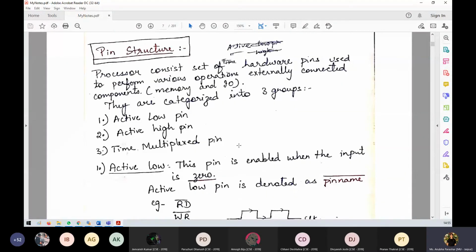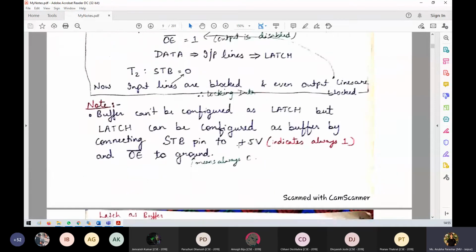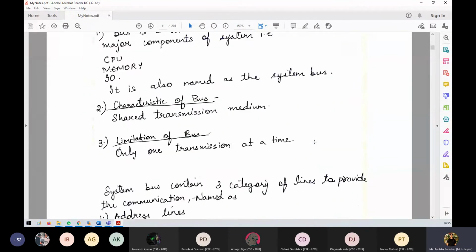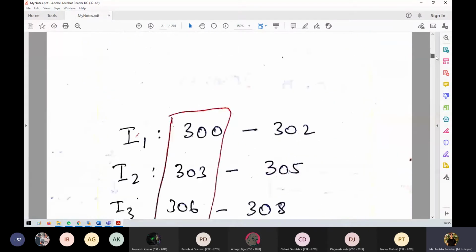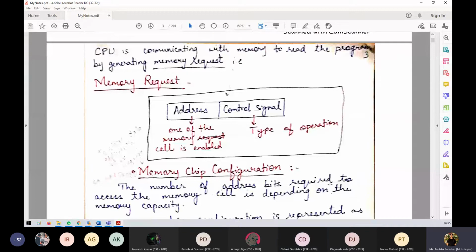Before coming to the microprocessor, it is somewhere over here. This is the microprocessor, whereas it doesn't consist of all the pins. After telling every detail about the microprocessor, I'll come to the pin diagram. Yes, yes.